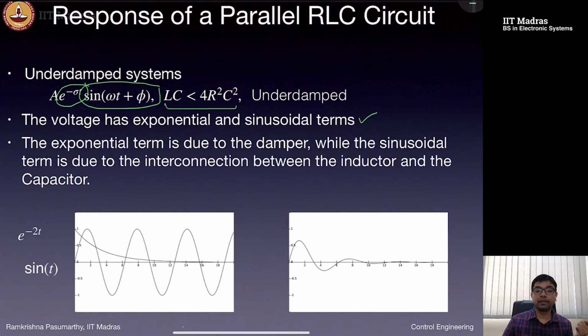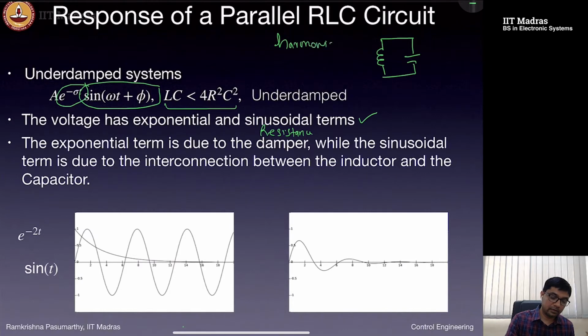The exponential term is due to the damping, which is in this case the resistance, whereas the sinusoidal term is due to the interconnection between the inductor and the capacitor. So let's just look at it like this. Right? So suppose I just have an L and a C element. This is also called the harmonic oscillator. Okay, so when there is no R element, the voltage might just have a sinusoidal behavior. Okay, that is what this is, right?